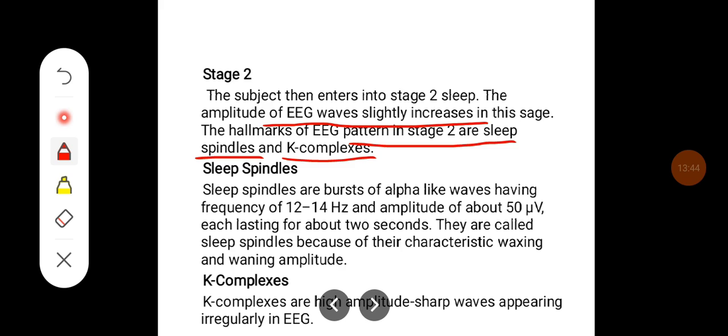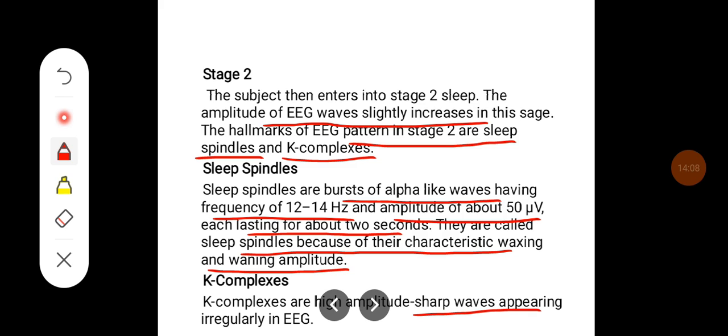Sleep spindles are the burst of alpha like activities having a frequency of 12 to 14 hertz and amplitude around 50 microvolts, lasting for about 2 seconds. They are called sleep spindles because of their characteristic waxing and waning type of amplitude. K complexes are the high amplitude sharp waves appearing irregularly in the EEG. They're also characteristic of stage 2.